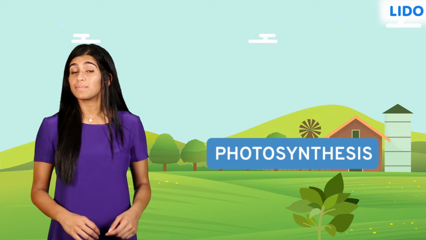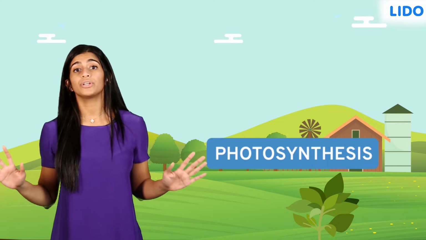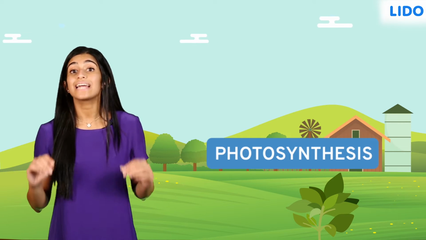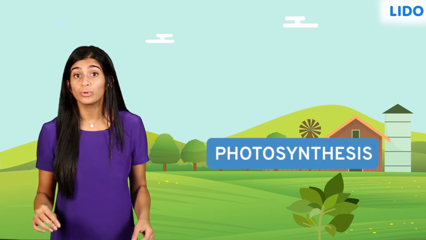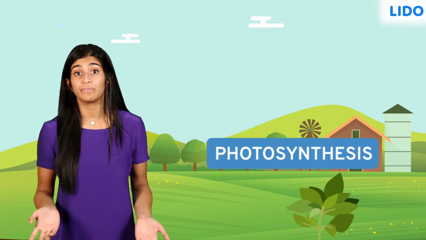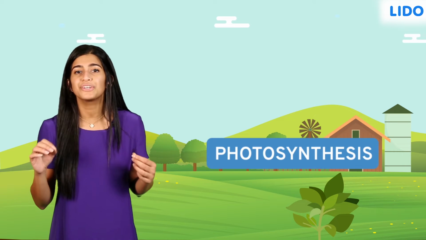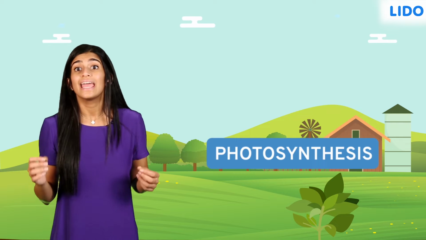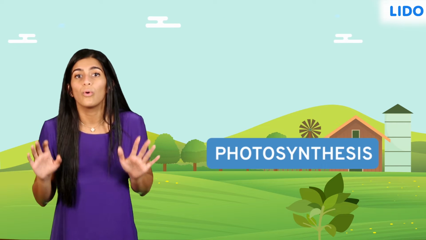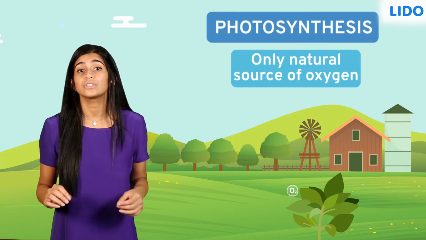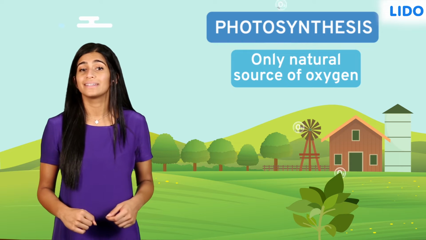Photosynthesis is perhaps the most important process on the entire planet. Not only does it allow plants to create food for themselves from literally thin air and sunlight, it is also the only natural source of oxygen on this planet.